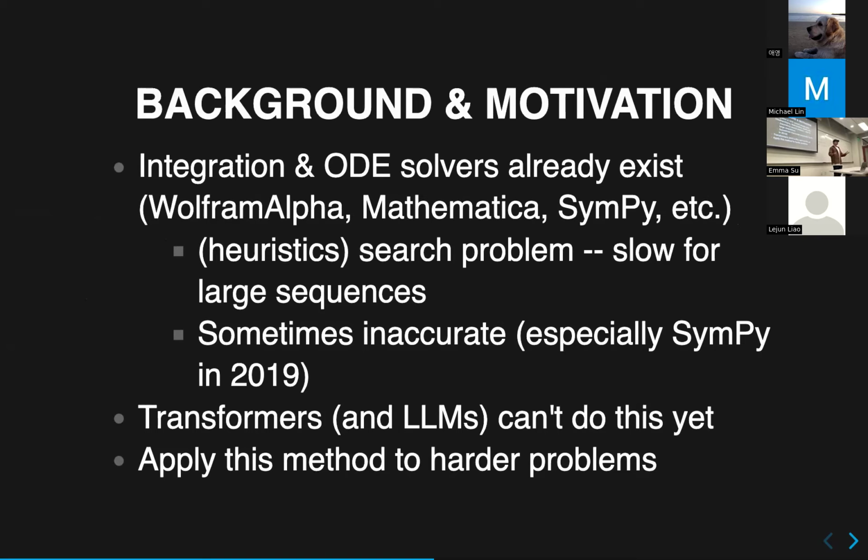But usually those are search problems where they apply a set of heuristics, like look to do integration by parts first or something, or pattern match the equation, and then use that to solve. So it'll generally take a long time for very complex equations or very complex expressions. And sometimes they're not accurate. So sometimes they fail to integrate something that can actually be integrated.